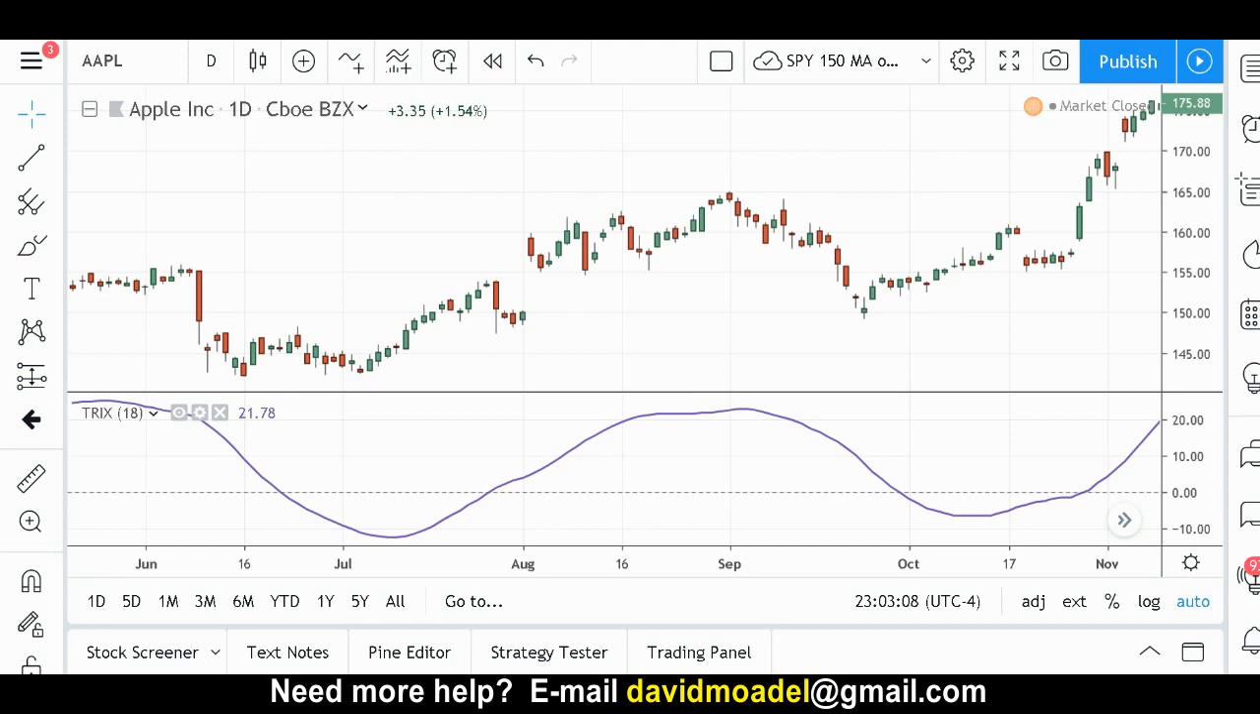We're going to talk about the TRIX indicator today. Not one of the better known ones, but I like it because it is super simple to use. Now, how you calculate it is not simple, but you don't need to know all the calculations. I think it's more important to know how to use it.